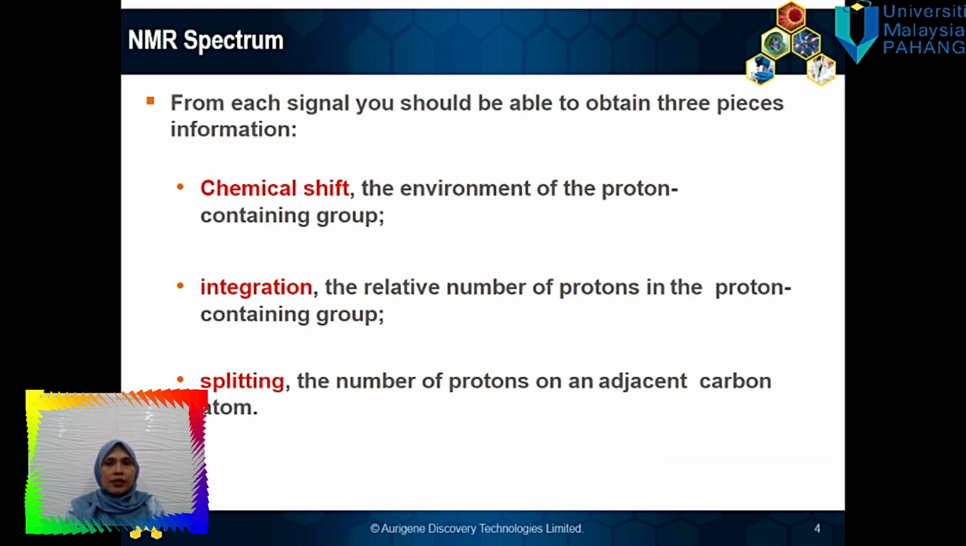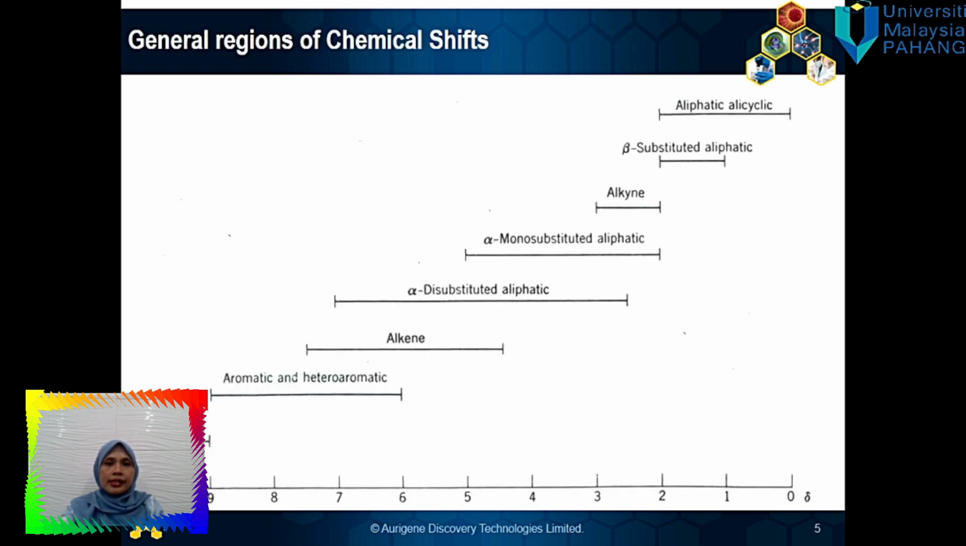For proton NMR, each signal contains three important pieces of information. Chemical shift tells the environment of the proton. Integration tells us the number of protons, and the splitting pattern tells the number of protons on the adjacent carbon. This is the scale for the chemical shift of the proton, where the smaller number is for the shielded proton, and as it goes to the higher number, it becomes more de-shielded.